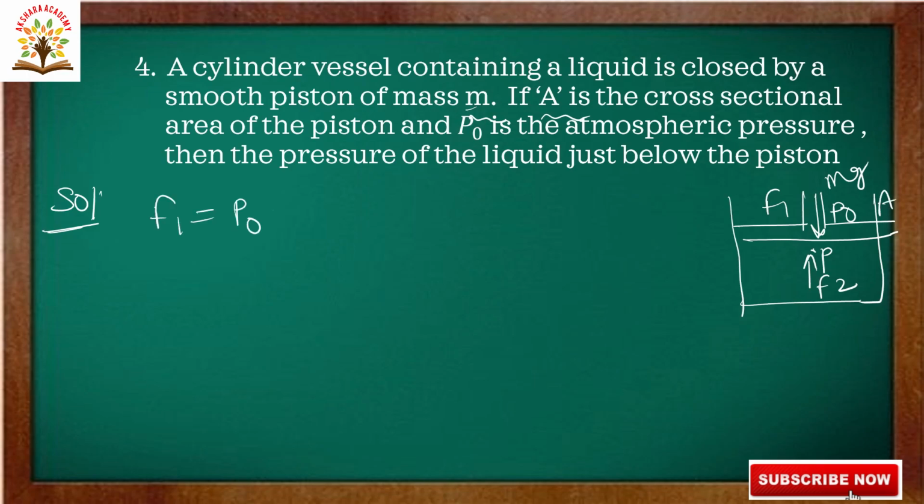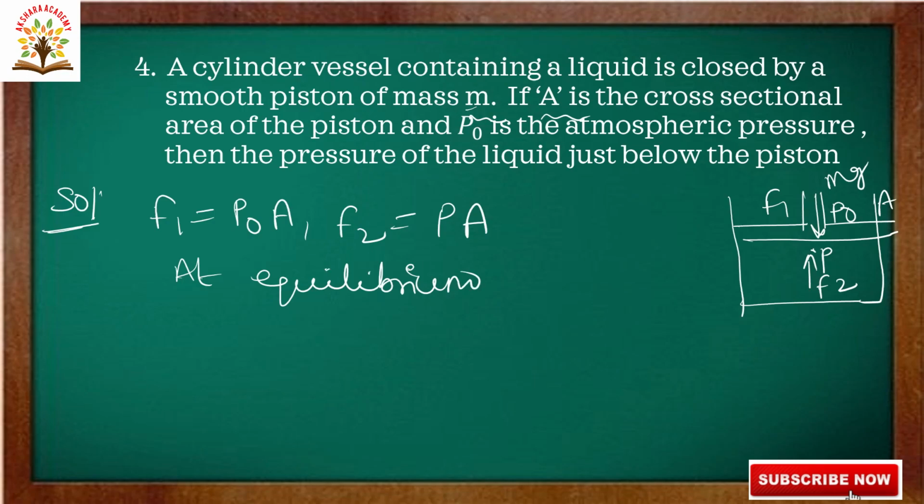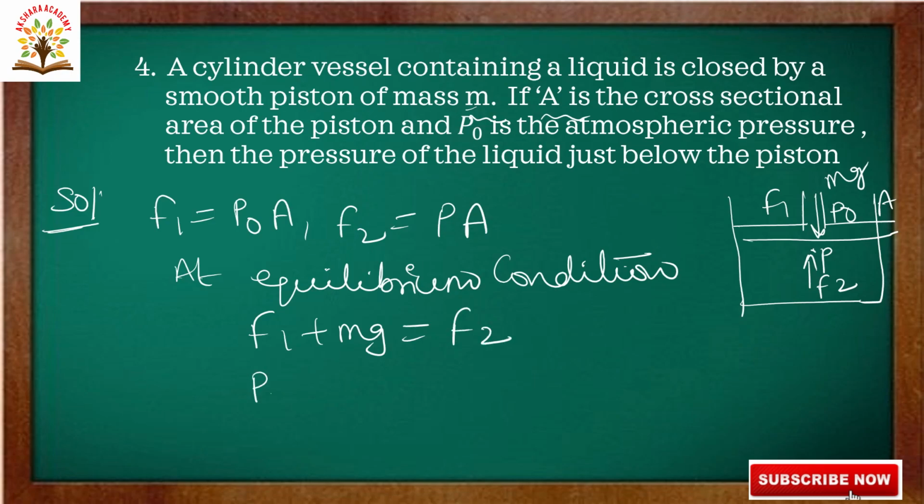F1 is equal to P0 into A, F2 is equal to P into A. Pressure is equal to force per unit area. So F1 is equal to P0 into A, and F2 is also equal to P into A. At equilibrium condition, F1 plus mg is equal to F2. F1, nothing but P naught into A, plus mg is equal to F2, nothing but P into A.